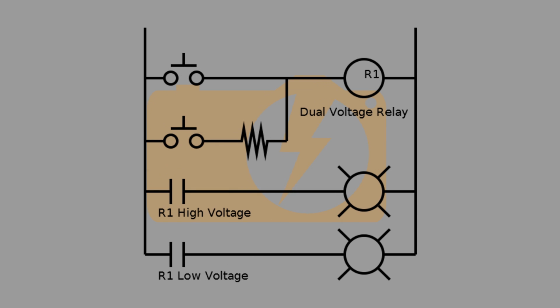The dual voltage relays have two coils which can activate two different sets of contacts. There's a low voltage coil, which is activated when power from the 24 volt supply passes through a resistor and then through the dual voltage relay, as well as a high voltage coil which only activates when the full 24 volts passes through the relay coil.